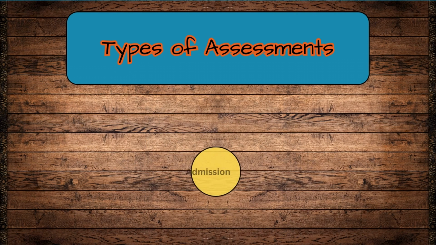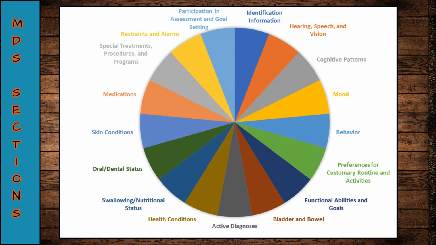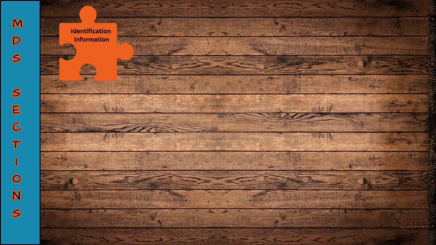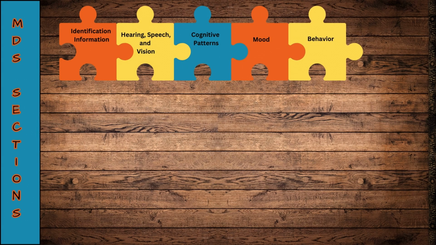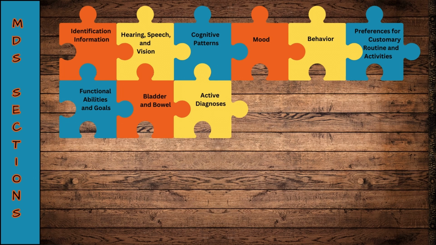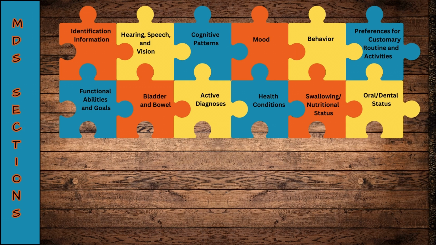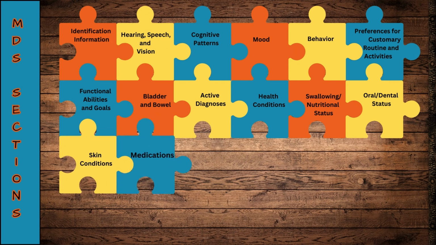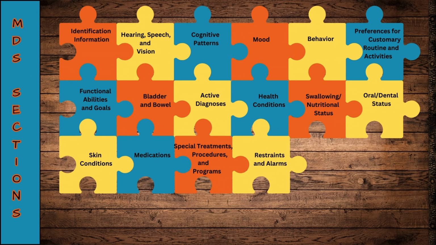Most assessment types require assessors to collect information over several domains. These sections or domains include identification information or demographics, hearing, speech, and vision, cognitive patterns, mood, behavior, preferences for customary routine and activities, functional abilities and goals, bladder and bowel, active diagnoses, health conditions, swallowing nutritional status, oral dental status, skin conditions, medications, special treatments, procedures and programs, restraints and alarms, and participation in assessment and goal setting.